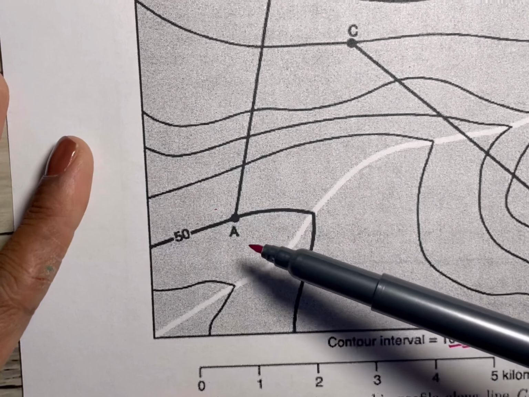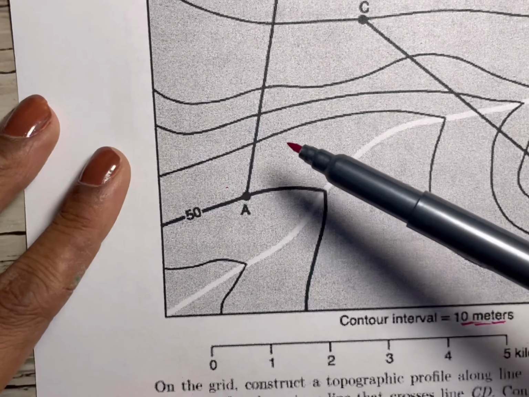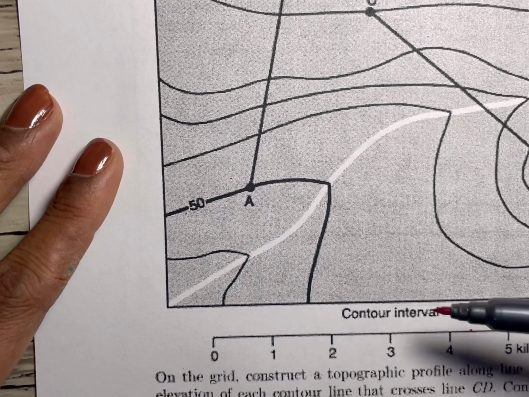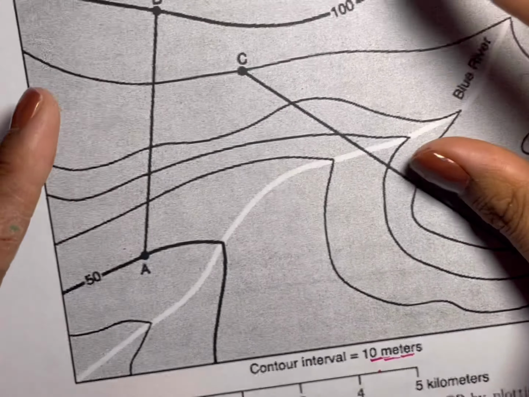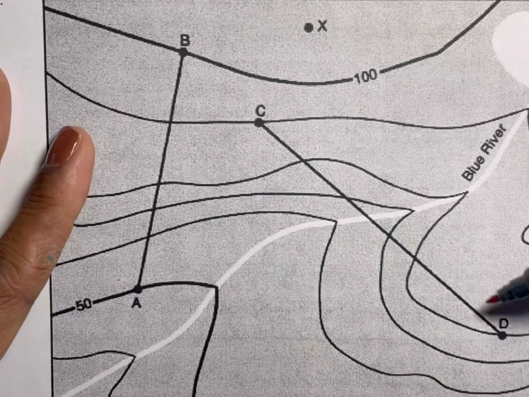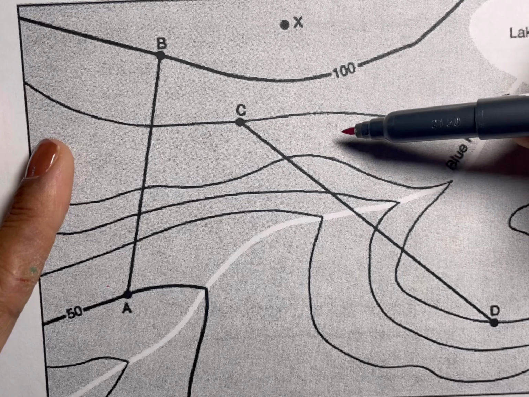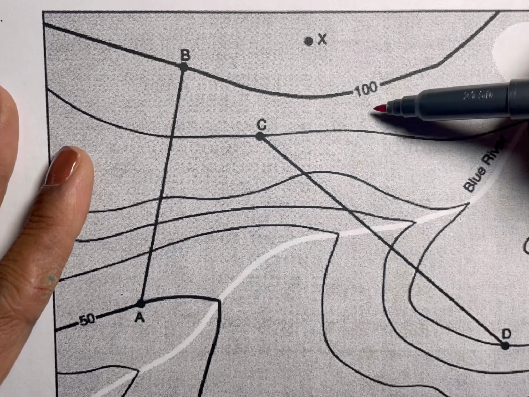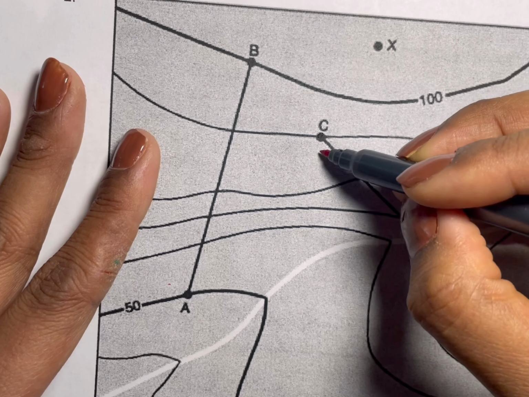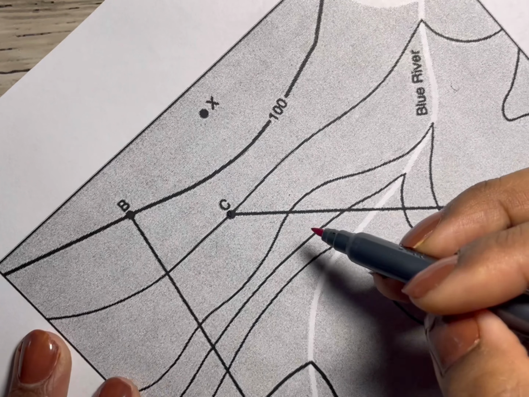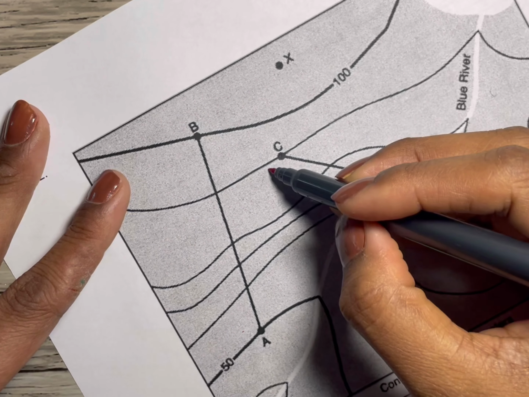So if this is 50 and my elevation is increasing this way up to 100, and my elevation is changing by 10 meters with each line, then this must be, actually, let's start here. Since we're doing CD, let's start here. If this is 100 and my elevation is going lower as I go downwards, then this must be 90. So C must be 90. Let me actually make this better. C is 90.